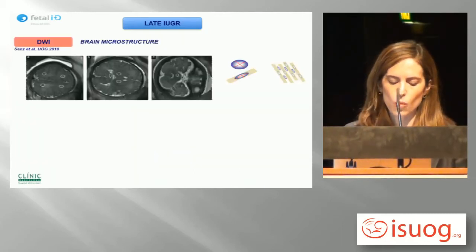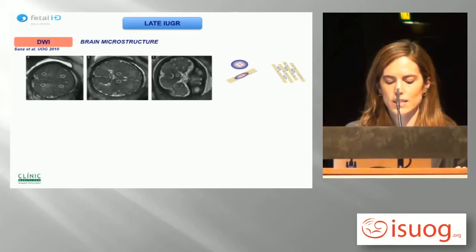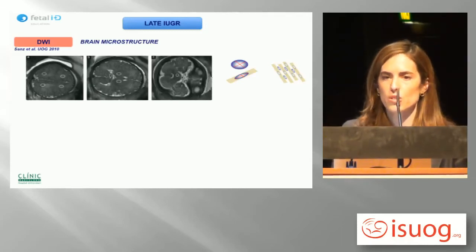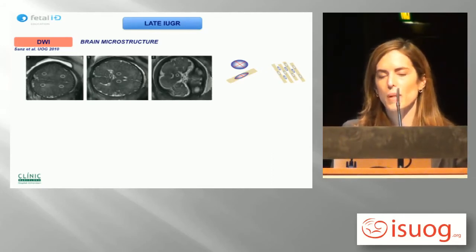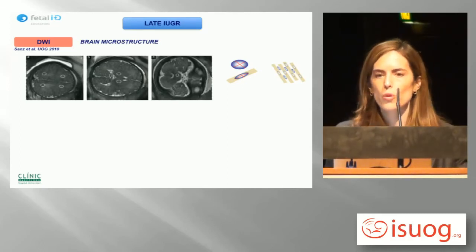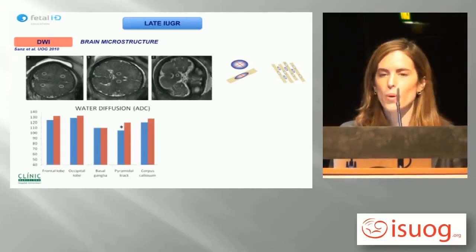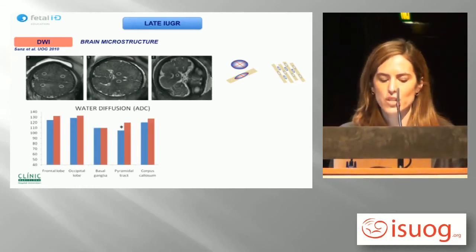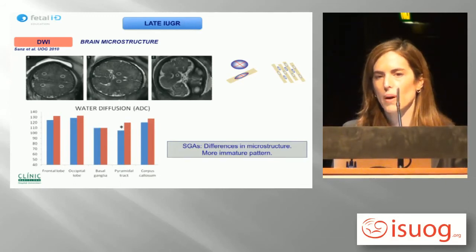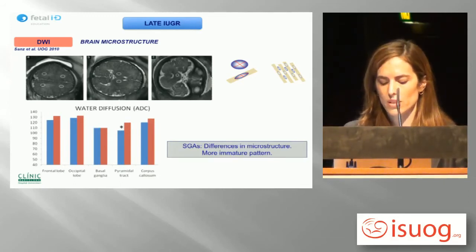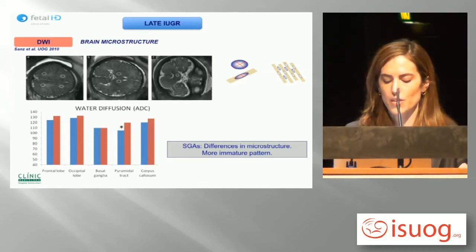Also, when we use other sequences, such as diffusion-weighted imaging that we just heard about, that is a way to assess microstructure just by studying how the molecules of water actually diffuse or move within a tissue, we have found that, again, SGA babies presented significant differences regarding some parameters obtained using this sequence that actually implies that there might be differences in the microstructural pattern of these babies.